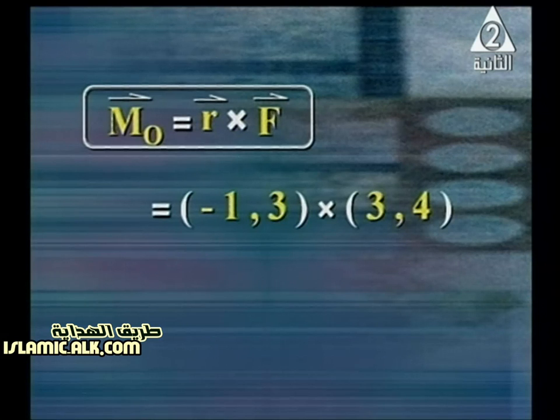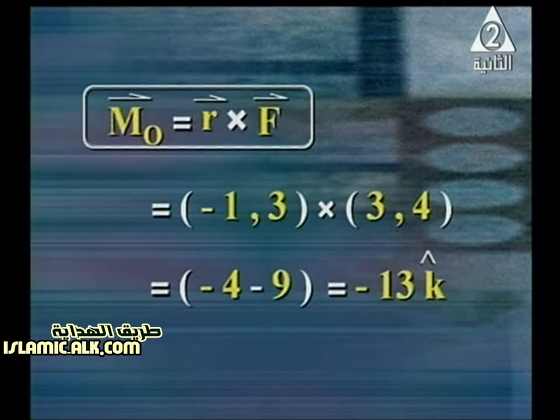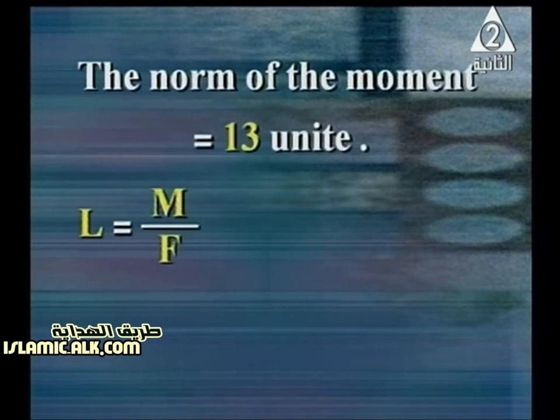Moment about the center O equals R vector cross F vector. (-1, 3) cross (3, 4). We multiply negative 1 times 4 minus 3 times 3 equals negative 13k. After that, for the norm of the moment, we take the absolute value of negative 13, which equals 13.